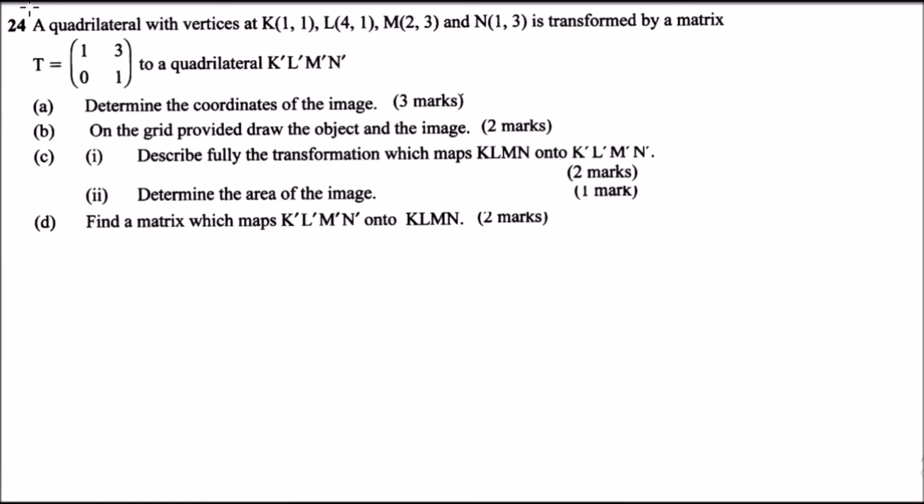To determine that, we pre-multiply the matrix that is formed by the quadrilateral by the matrix. So we have 1, 3, 0, 1. The matrix will be for K, it is 1, 1. We have 4, 1 for L. We have 2, 3, and we have 1, 3. So you multiply the way we multiply matrices. So it is 1 times 1, you get 1. 3 times 1 is 3, so 1 plus 3 you get 4.